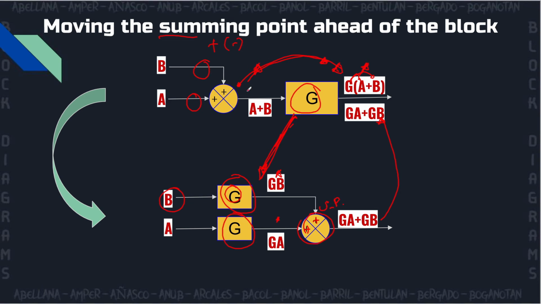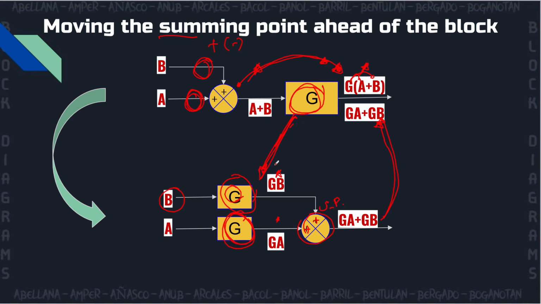So in conclusion, if you want to move a summing point ahead of the block, you just split the block that you're moving it ahead with, in this case block G, into how many signals there are. In this case there are two signals, A and B. So we will split block G into two blocks, one for signal B and one for signal A, because if we combine them with the summing point, it will have the same output as the previous one.